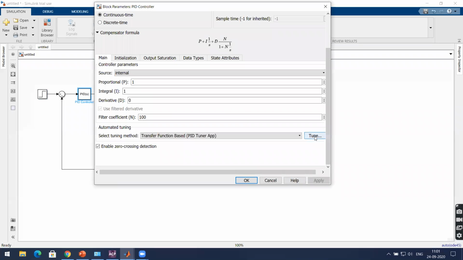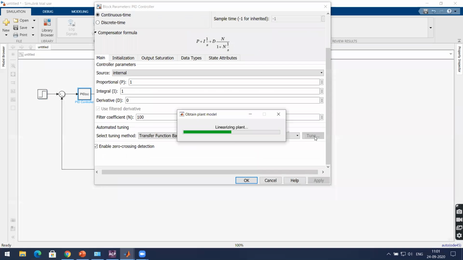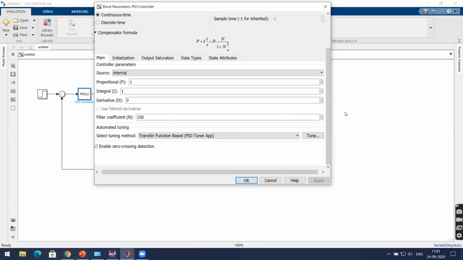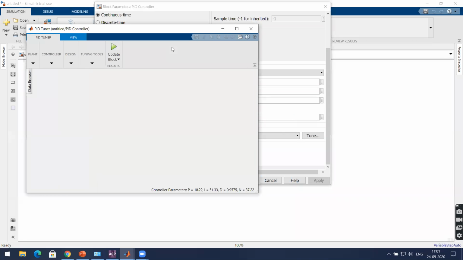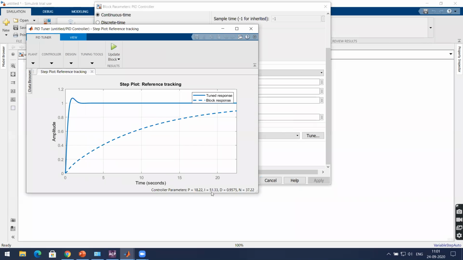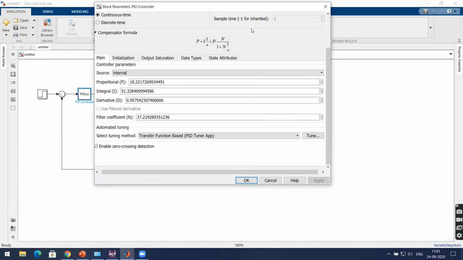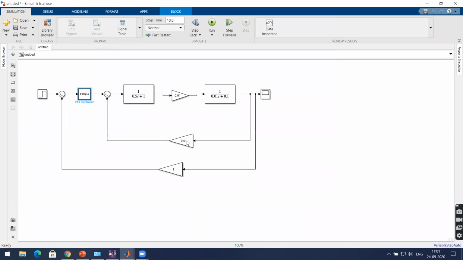Okay, so let me tune the PID controller. So just tune it. I'm using auto tune. Please don't use this. So you get the PID values over here. Just update the block. Okay, and say okay, and then run this thing. And then look at the scope.